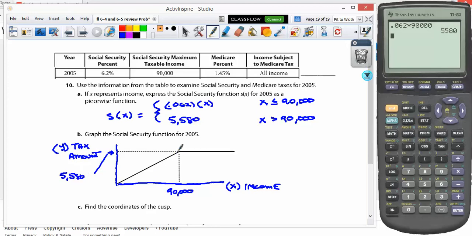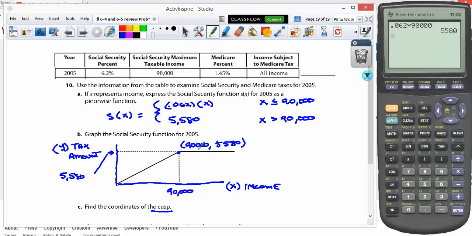And as a matter of fact, they ask you, so when that graph changes direction, it's at the cusp. And the cusp has an ordered pair. The ordered pair is 90,000 and 5,580. That's the coordinates of that cusp. You write that a little clearer. 5,580.